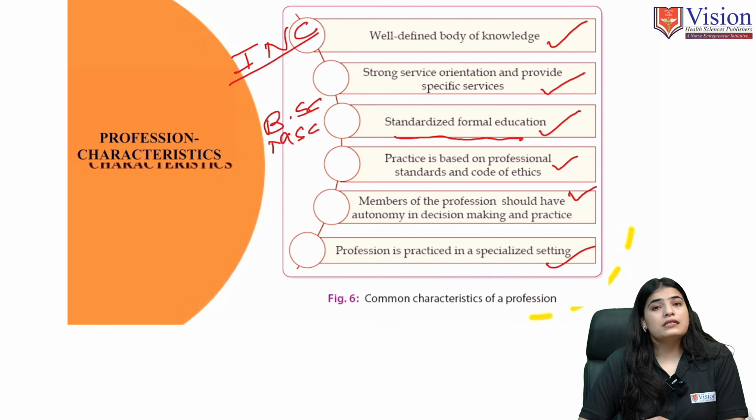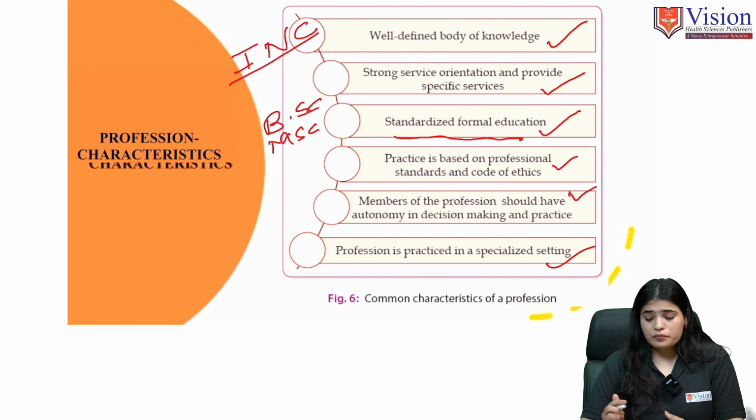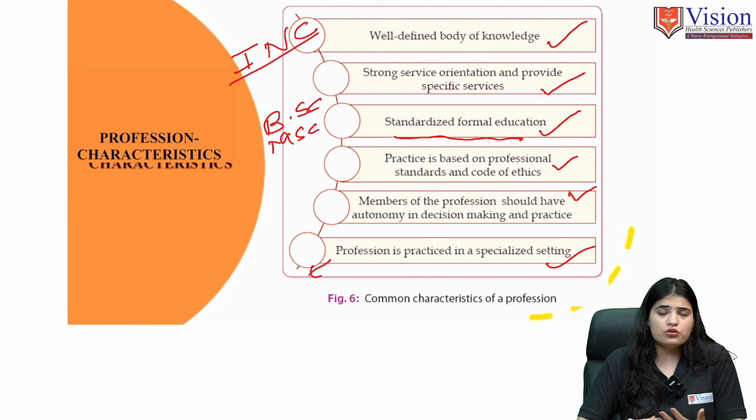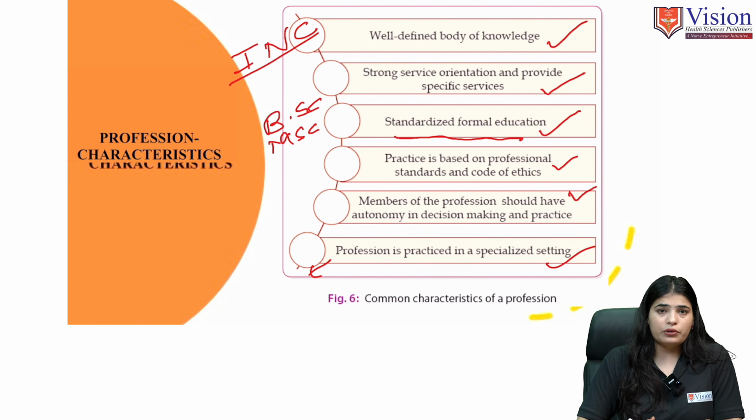And the next one is that the profession is practiced in a specialized setting. Yes, nursing is also practiced in a specialized setting. Okay, and the settings vary. Like the first one is the normal setting, that is the hospital setting or the clinic settings. Other than that, there are other settings too. For example, there are mobile clinics, there is community settings, CHCs, PHCs, but there is a specialized setting, and you can perform this profession there only. So these are some of the characteristics of the profession, and nursing is fulfilling all these characteristics.